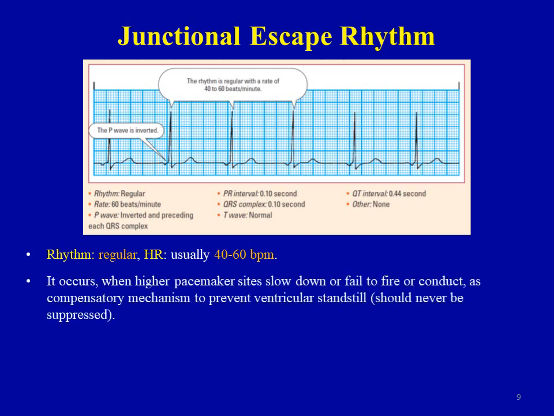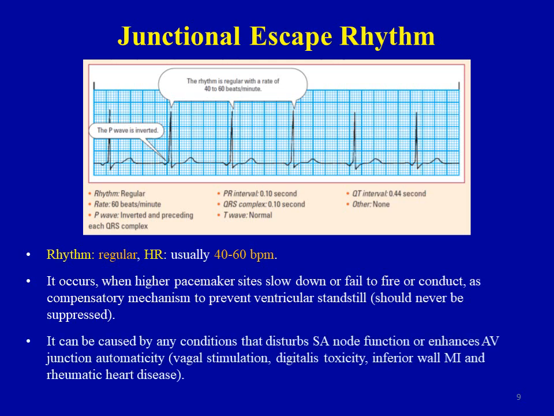As I said, the rhythm is regular and the heart rate is usually between 40 and 60 in general for the junctional escape rhythm. It occurs when higher pacemaker sites slow down or fail to fire or conduct, as a compensatory mechanism to prevent ventricular standstill. So a ventricular or junctional escape rhythm should never be suppressed. You should never aim in your treatment to stop this type of arrhythmia, because if you stop it, then the ventricles will stop and this will lead to the death of the patient.